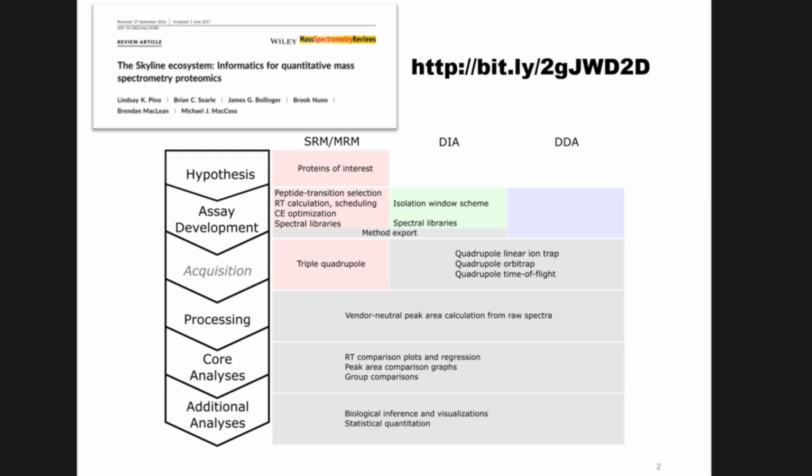So we kind of got through this whole workflow yesterday, and if you need some review material to synthesize it, we put out a review a couple of years ago going over the entire Skyline ecosystem. So it might be a good reference point to help put into context some of these things.